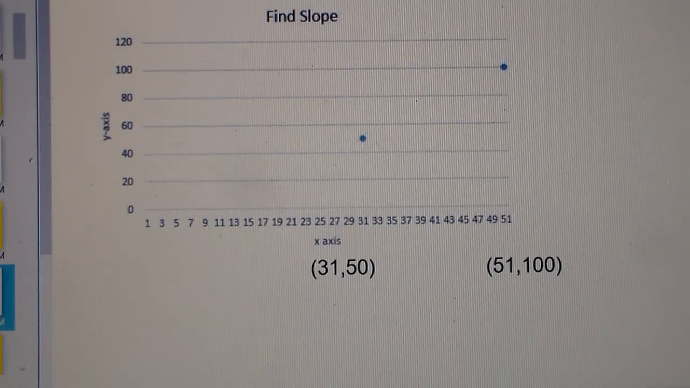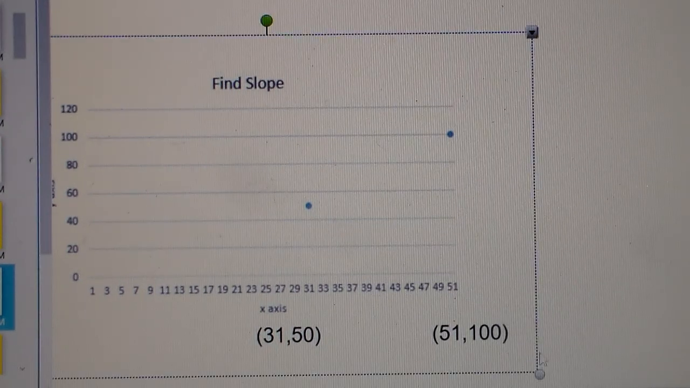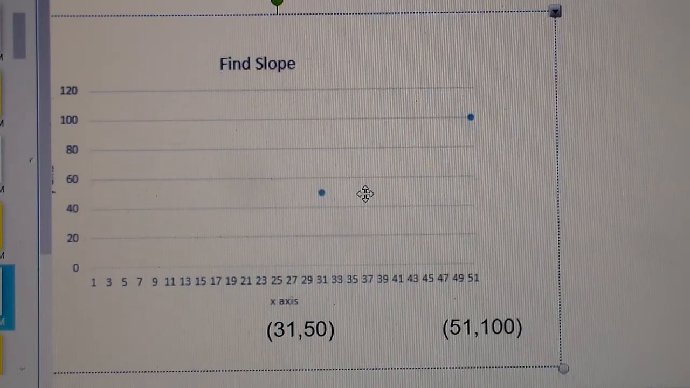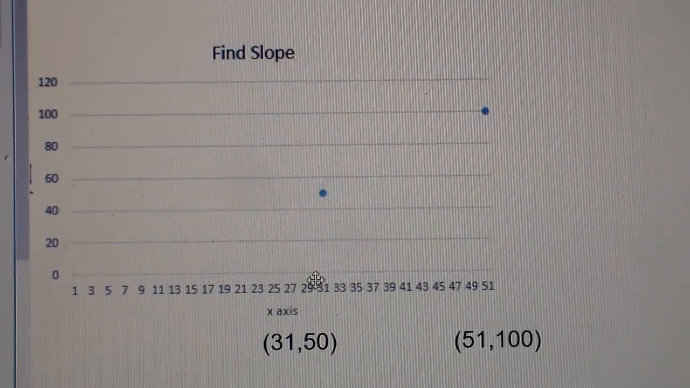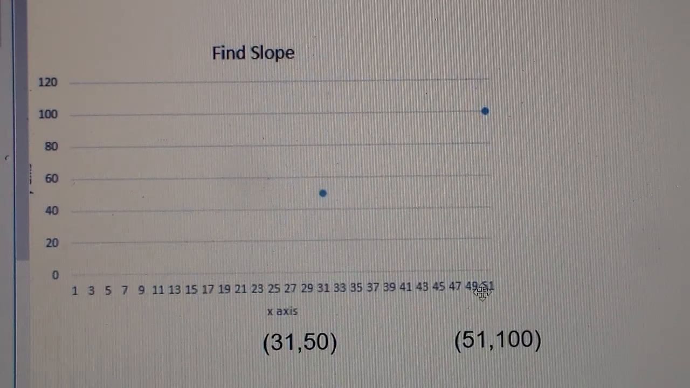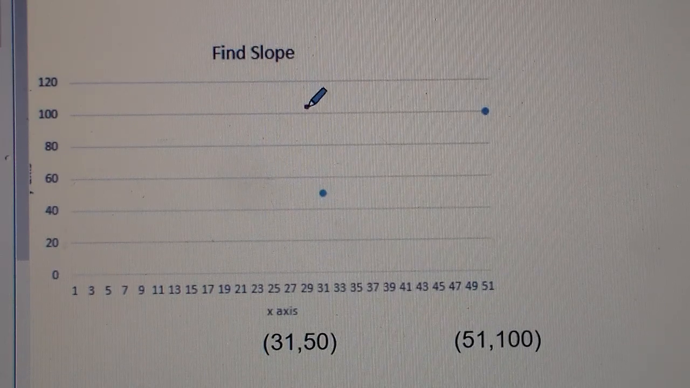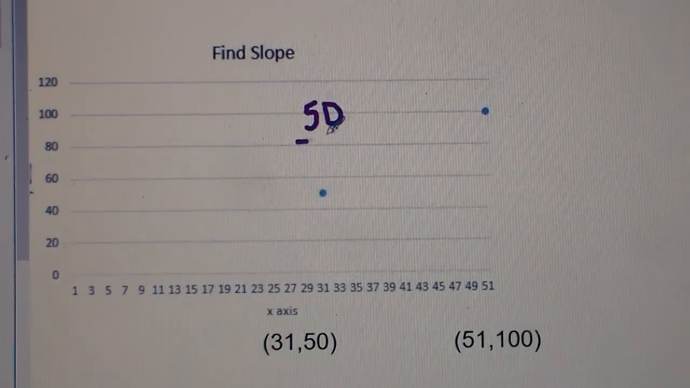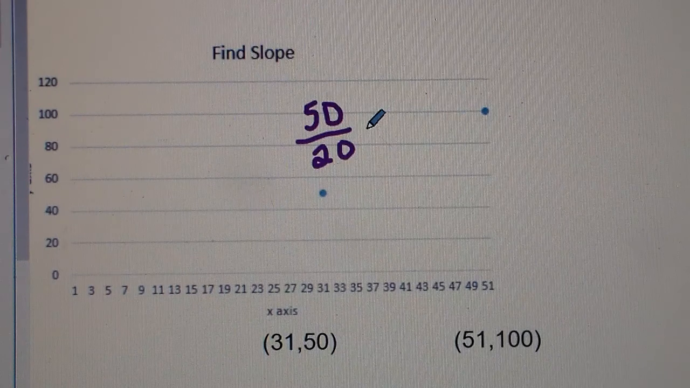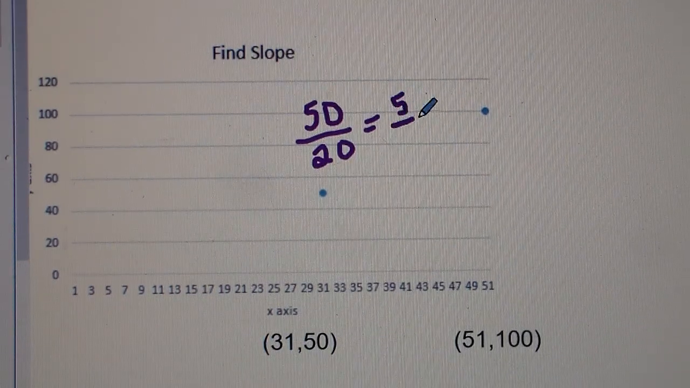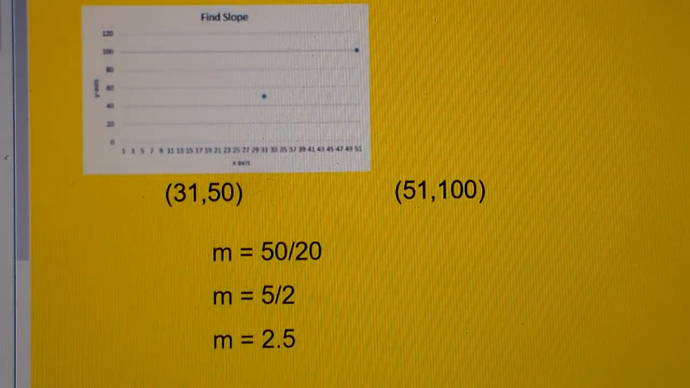Let's do another one here. So here's our problem. Try to make it bigger. So we got 31 to the right, 50 up, and 51 to the right, and 100 up. So 100 minus 50 gets us 50, over 51 minus 31, which is going to be 20. So we have 50 over 20. And that simplifies down to 5 over 2. So our slope is 5 over 2, or 2.5.